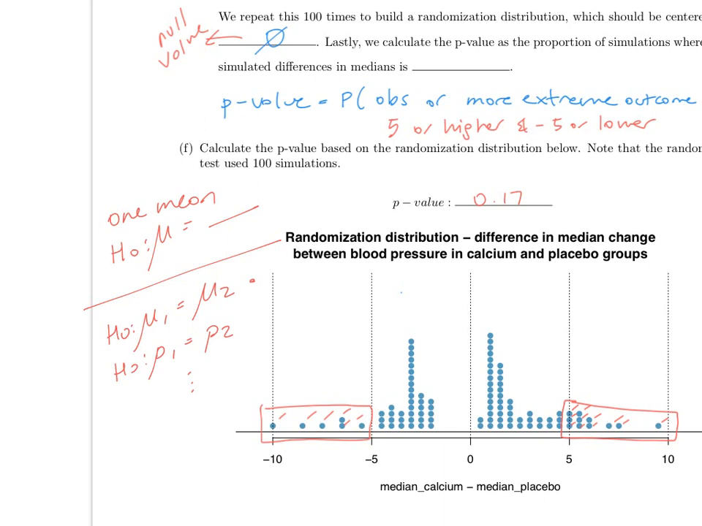We can go over a problem in the book. Which one? 3.27. Particularly B and C. Okay, so this is 3.27.